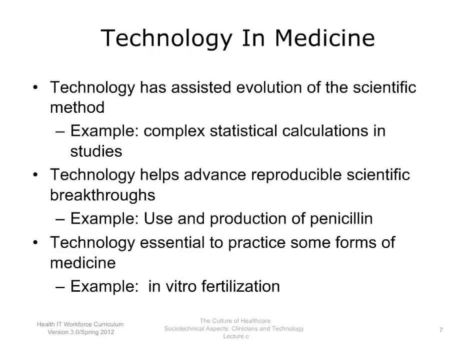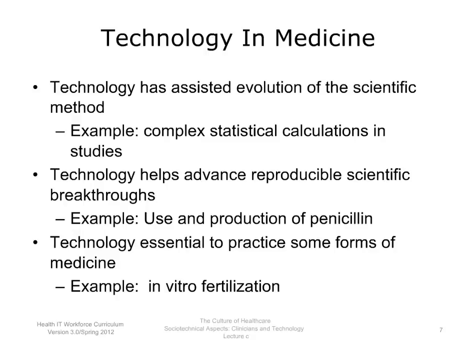Technology has assisted researchers in the design and evaluation of their research projects and has even promoted the evolution of the scientific method. For example, complex statistical calculations were once performed by hand, but now software packages such as SPSS are used extensively for the same tasks. Technology helps to advance reproducible scientific breakthroughs.